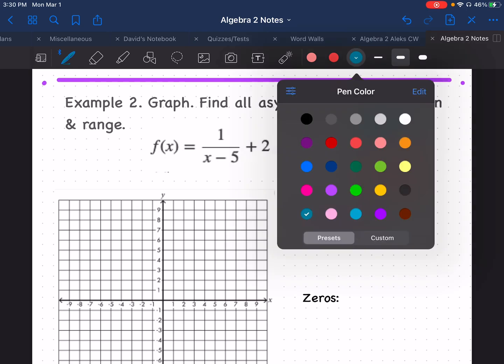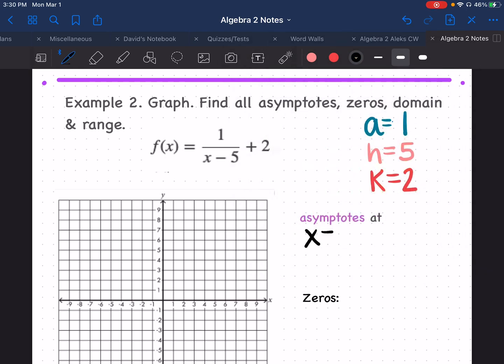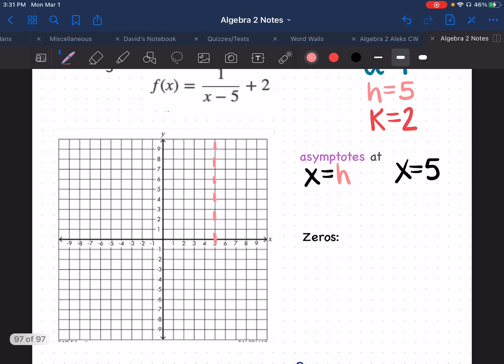My two asymptotes, remember, x's asymptote is at H, so it would be x equals 5. And if I were to graph that, I would come to where x is 5, and I would just go straight up and down. There's going to be a part in Alex where it'll let you graph that for it, okay? And my other asymptote is at y equals K, so I know it's at y equals 2. So I find where y is 2, there it is, and then I just go straight out. There we go.